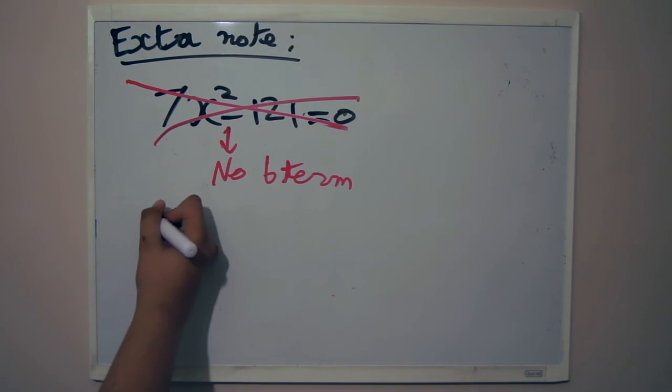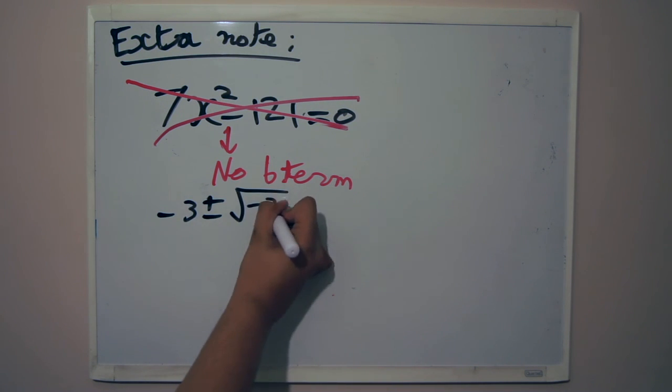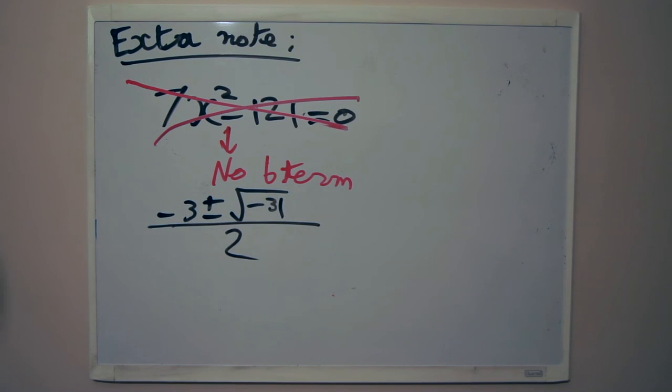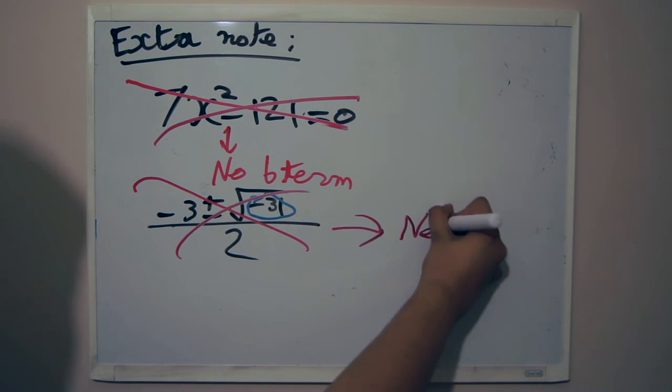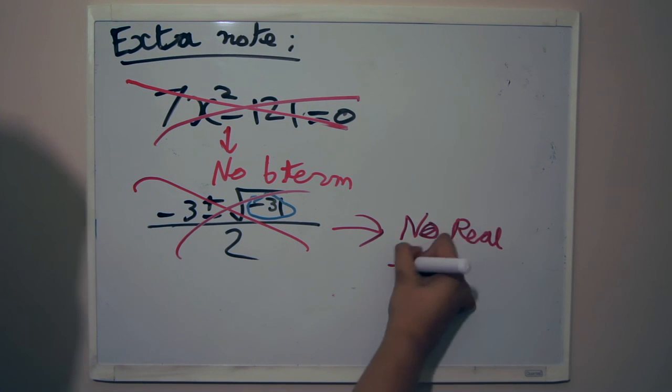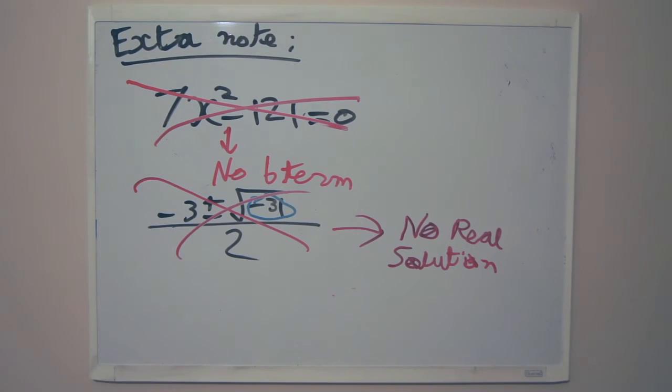And say we get something like the answer I'm writing on the board, which is minus 3 plus minus square root of negative 31 divided by 2. We cannot get an answer because there's a negative square root. So you should just simply put it as there's no real solutions to this problem.